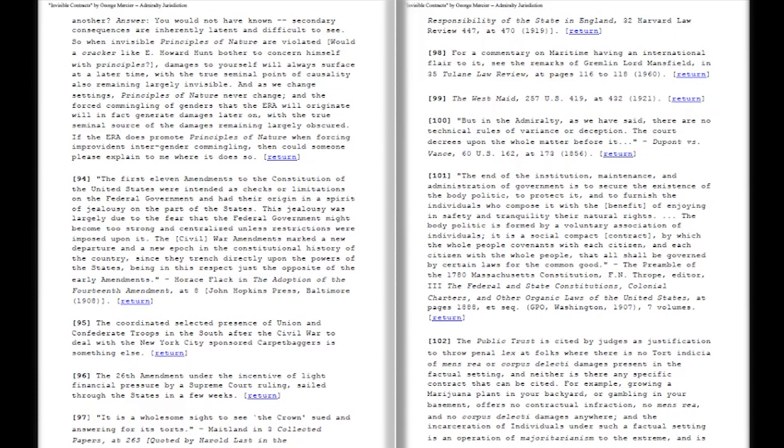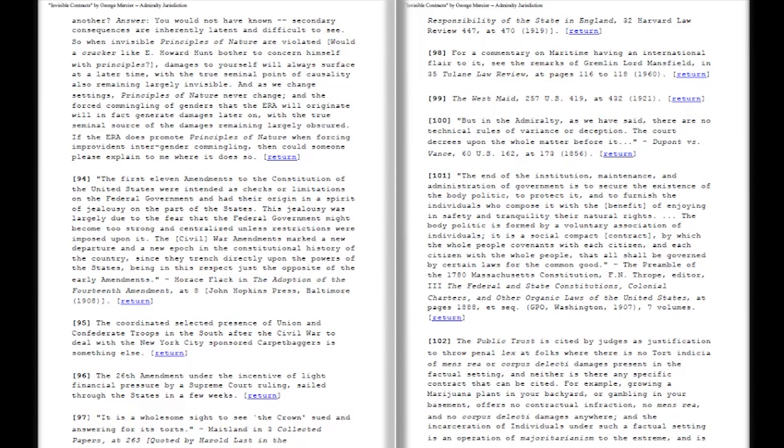Damages to yourself will always surface at a later time, with the true seminal point of causality also remaining largely invisible. And as we change settings, principles of nature never change, and the forced commingling of genders that the error will originate will in fact generate damages later on, with the true seminal source of the damages remaining largely obscured. If the error does promote principles of nature when forcing improvident intergender commingling, then could someone please explain to me where it does so? Return.